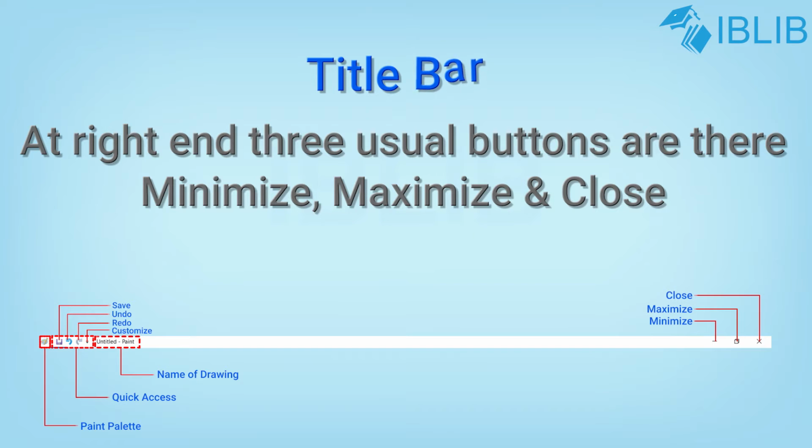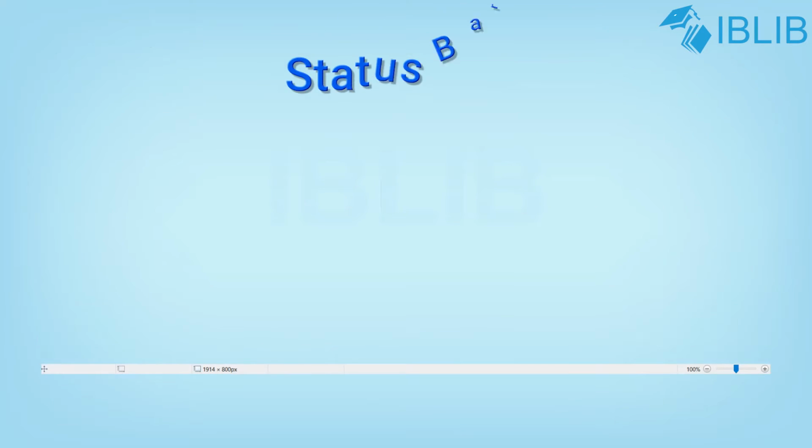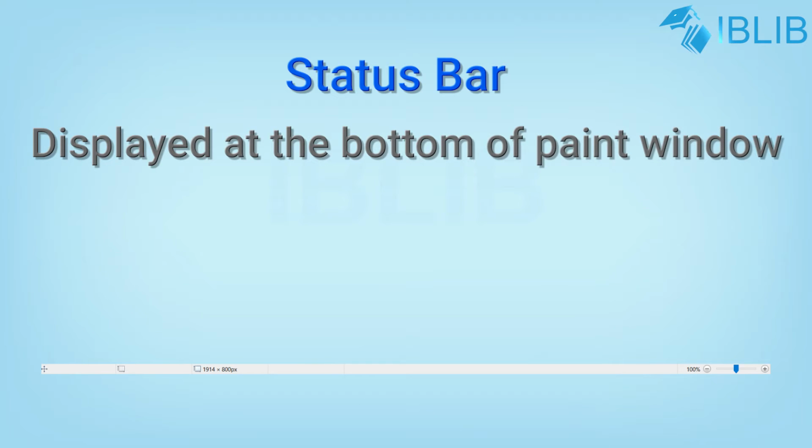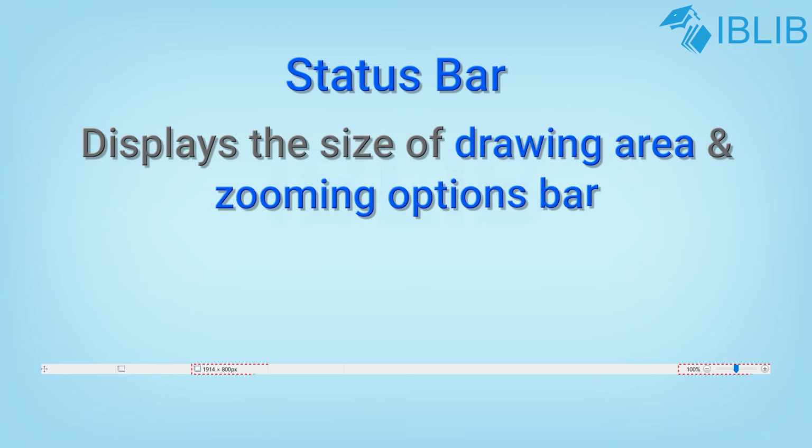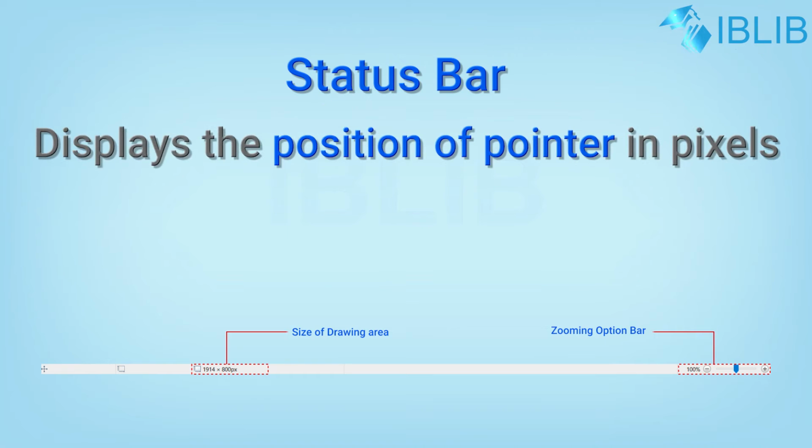The third main component of the MS Paint application, status bar, is displayed at the bottom of the Paint window. It displays the size of the drawing area and contains a zooming option bar. Status bar also displays the position of the pointer in pixels.